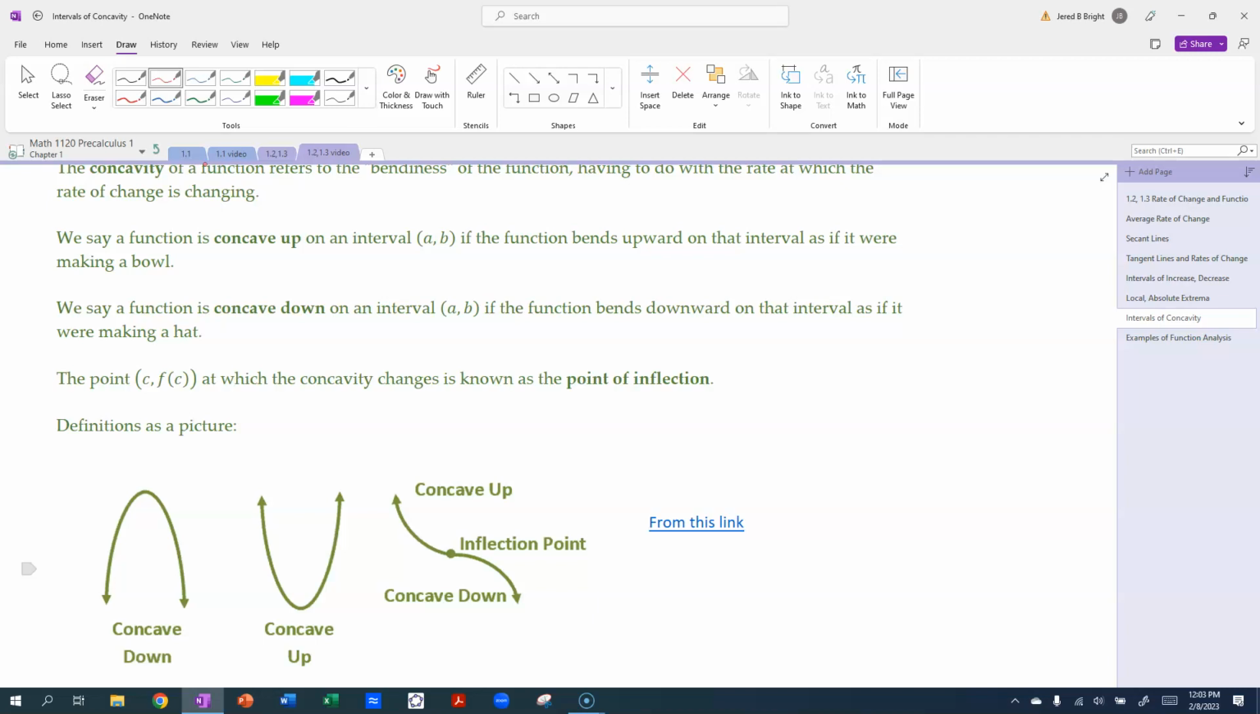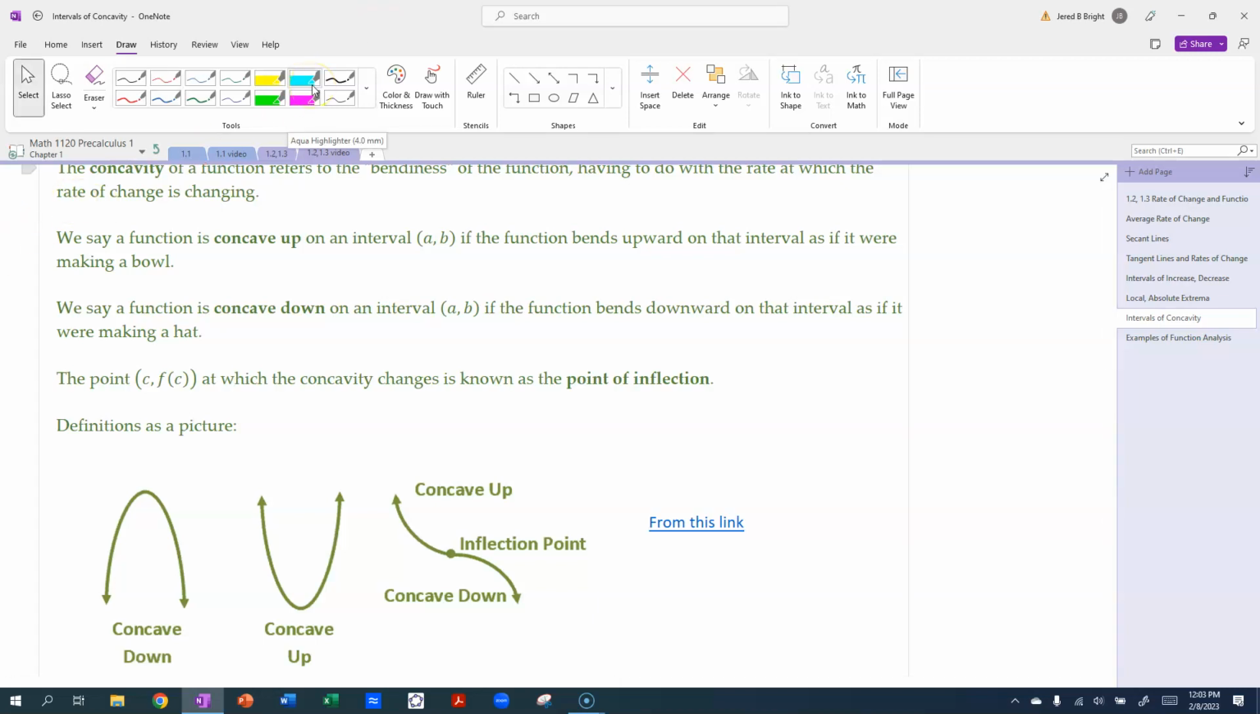You can certainly have functions that are both concave up and concave down. So we have an example of that. And at the point where it changes concavity, we call that an inflection point or a point of inflection. Tomato, tomato, depends on what order you want to put the words in. But these are the central ideas of concavity.